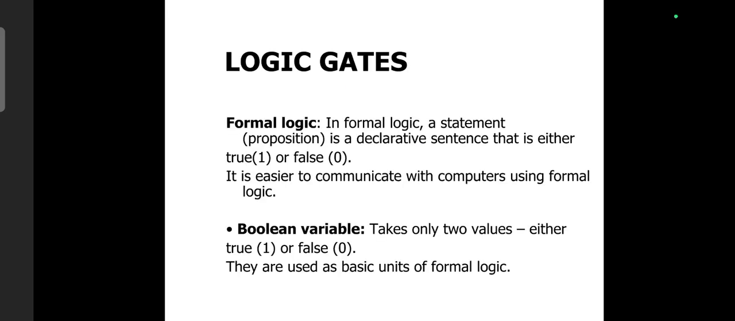These values represent logical conditions such as false and true, off and on, low and high, or open or closed. In this lecture, we will learn about formal logic, Boolean variables, Boolean functions, truth table, logic gates, fundamental laws of Boolean algebra, simplification techniques, and De Morgan's theorem. By the end of this lecture, you will understand how digital circuits are represented and simplified using Boolean expressions. Let's begin our journey into the world of digital logic.